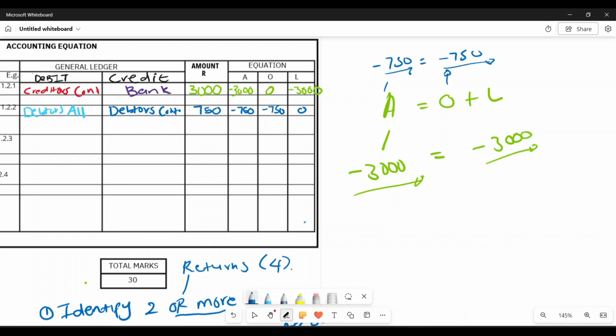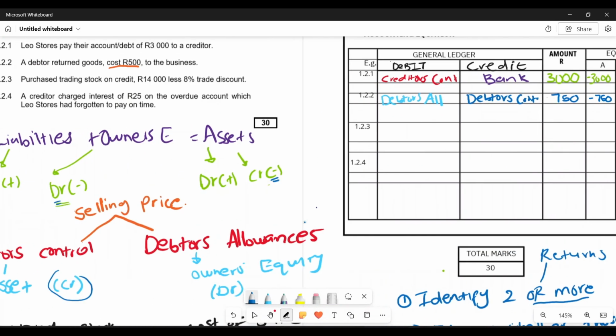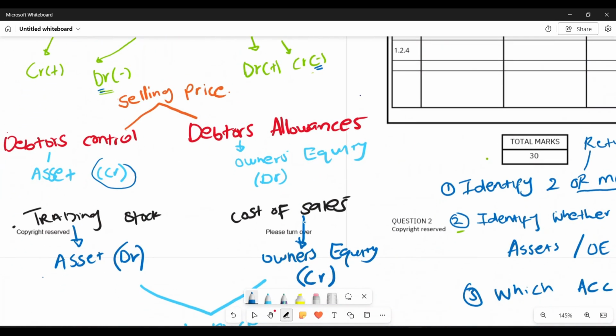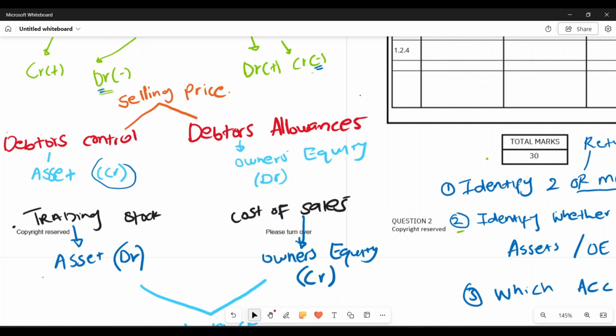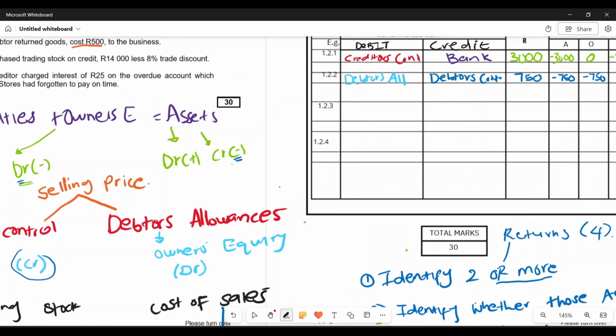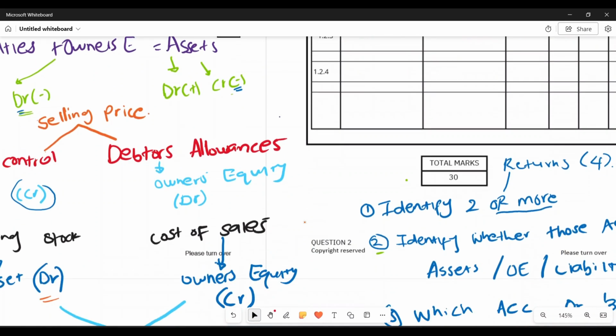The right-hand side is equal to your left-hand side. Always make sure of that, right? Now, the last two accounts, which are your trading stock and your cost of sales, we said they must be in terms of your cost price. So my trading stock, I said whenever someone is returning something, because stock is going to increase and stock is an asset, trading stock should be on the debit side. So here, trading stock on the debit side. And on the credit side, I would have my cost of sales.